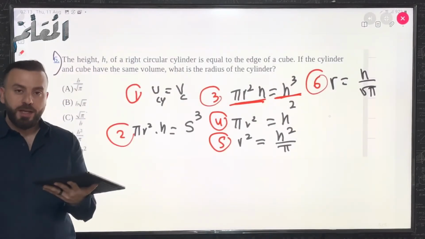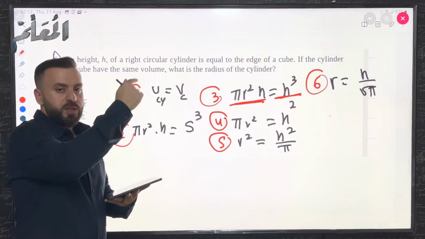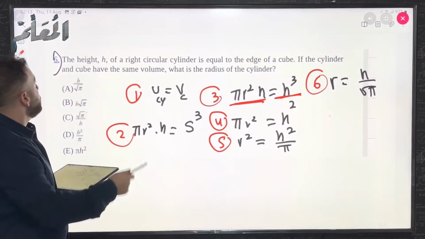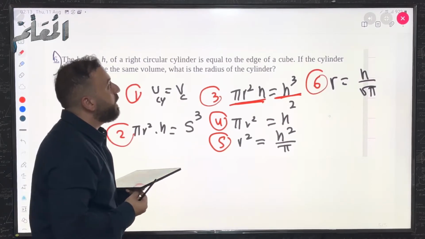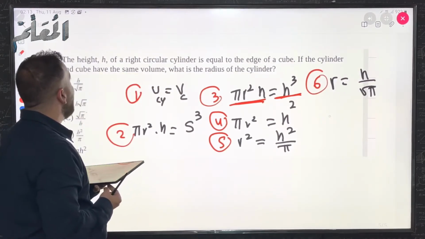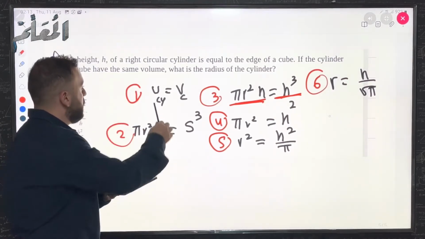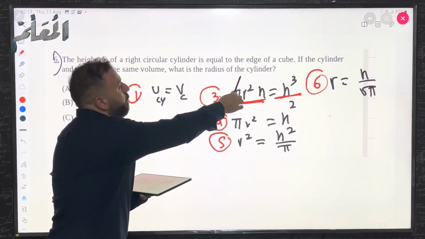Question 6. I want to make the video short, so I wrote the solution. I will explain just by hand now. So the height h of a right circular cylinder is equal to the edge of the cube. If the cylinder and the cube have the same volume, volume of cylinder is equal to volume of cube. What is the radius of the cylinder?